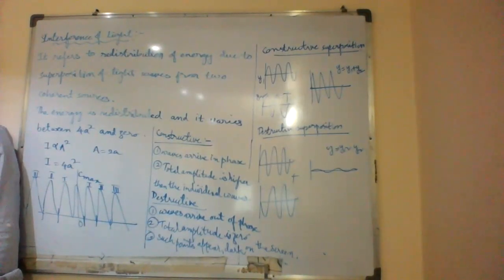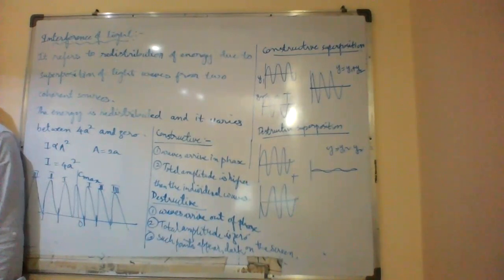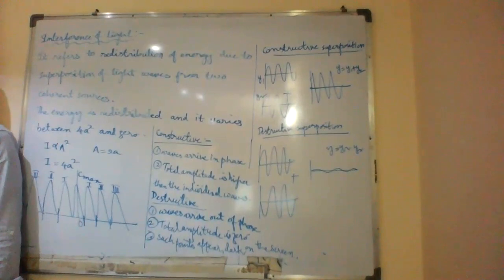So what is that? Beta is equal to lambda capital D by small d. Very good. What is small d and capital D? Small d is the distance between the slits. Capital D is the distance between the slit and the screen. Then what is lambda? Lambda is the wavelength of the source.